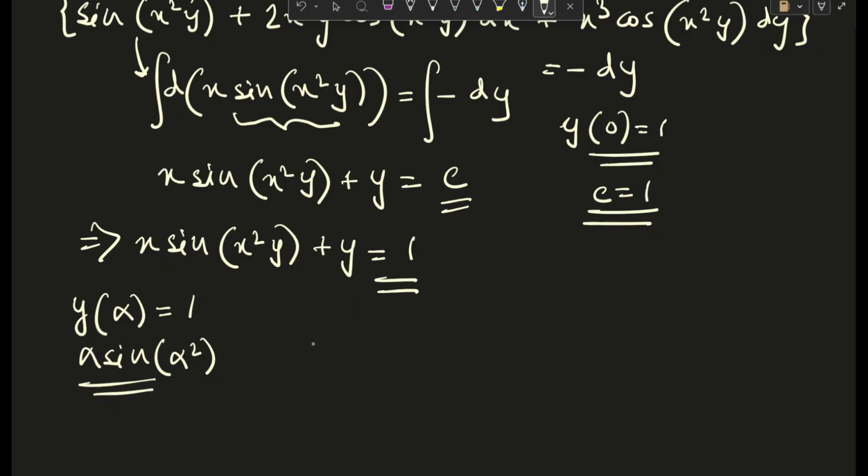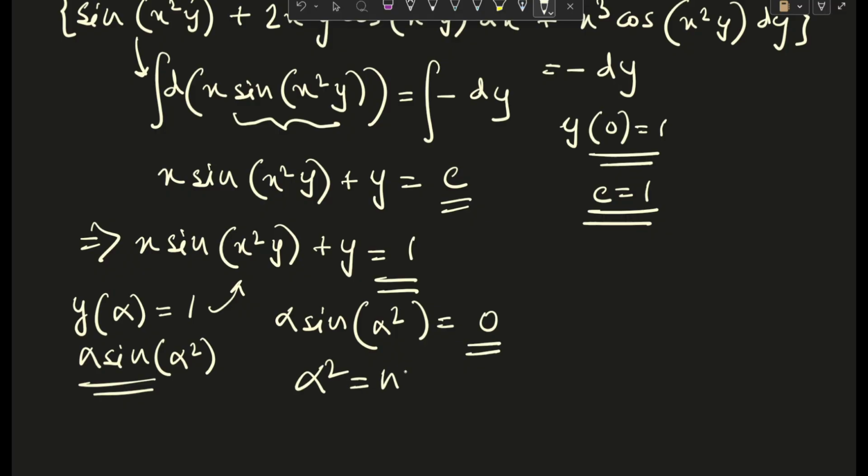Okay, so now if you observe this, if we put these values in our equation, we will get alpha sine of alpha square to be equal to 0. And if you want to elaborate this further, we actually needed this direct result only, but if you want to know for what alpha, then basically it's alpha square to be any n pi, n belonging to whole numbers.